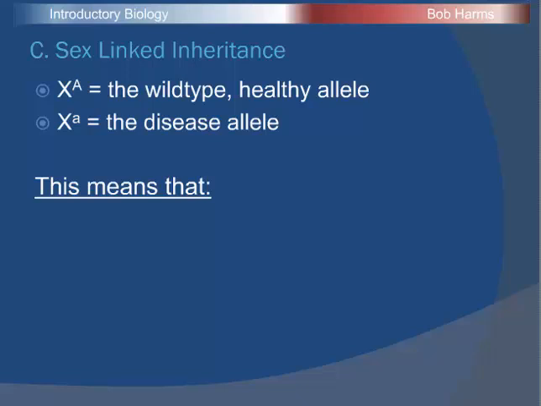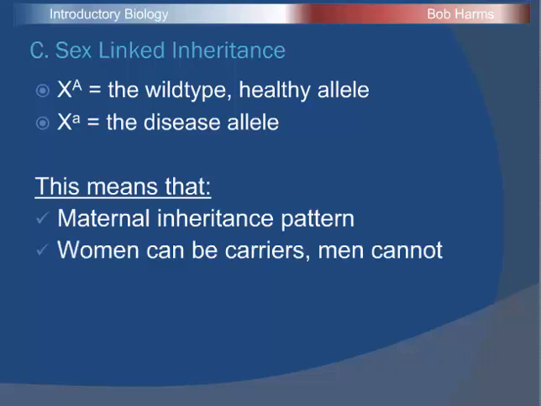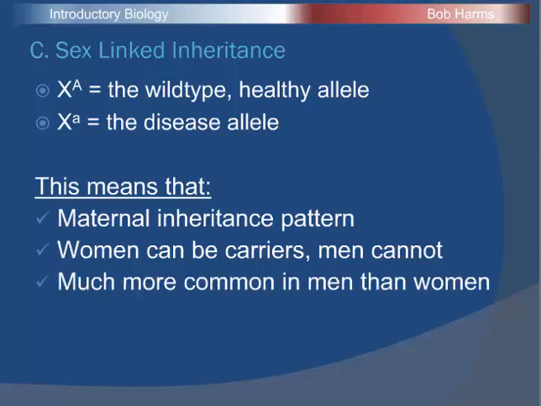So if we look at inheritance patterns, we're going to see that maternal inheritance pattern. Men with the disorder get their X from mom, so it's going to be passed on from mother to son. Men can never be carriers for sex-linked traits, but women can be. They can pass it on even though they don't have that disorder. And again, these traits are going to have a very skewed sex ratio, very common in men, very rare, oftentimes not seen at all in women.